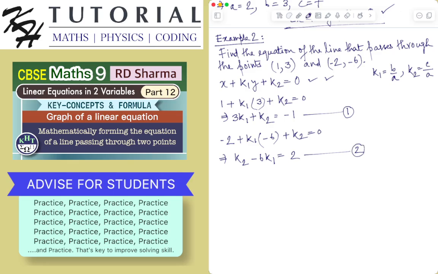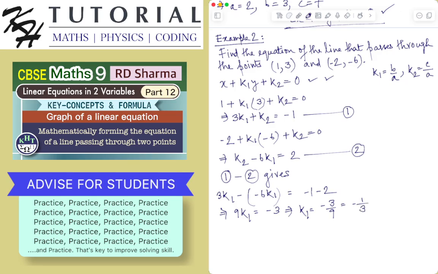What we can do? Subtracting equation 2 from 1, equation 1 minus 2 gives 3k1 minus of minus 6k1 is equal to -1 minus 2. This implies 9k1 is equal to -3. This implies k1 is equal to -3 by 9, which is -1 by 3. So k1 is -1 by 3, which will be actually B by A.